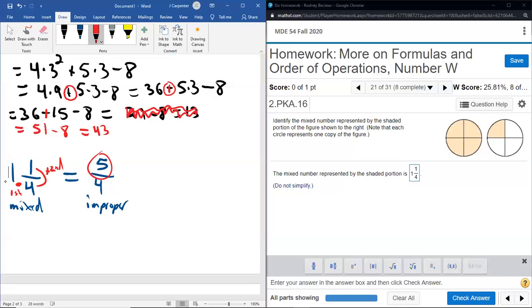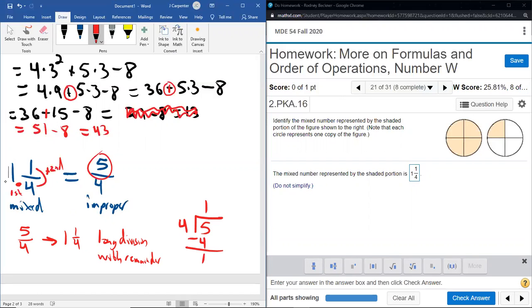How do you go from improper to mixed? You use long division with a remainder. So you would put the 4 on the left, the 5 on the right. You'd say 4 goes into 5 once. 1 times 4 is 4. Subtract and you get 1. Now under normal decimals, you'd put a decimal here and a 0 and bring the 0 down and say 4 goes into 10 twice. But when we're converting to a mixed number, we would stop. This is your remainder. The remainder is the new top. The quotient is the whole. So this would be your whole, and this would be your R, let me make that just a little cleaner. Looks like a 12. There we go. This would be your new top.